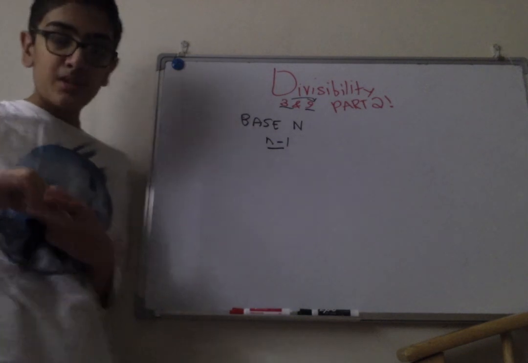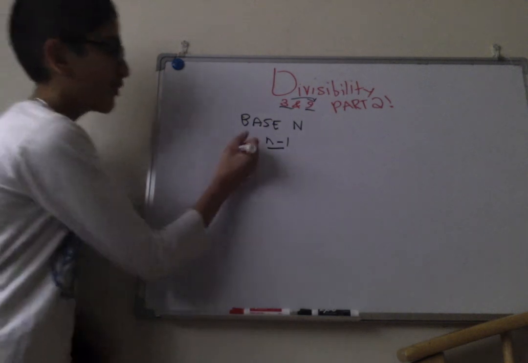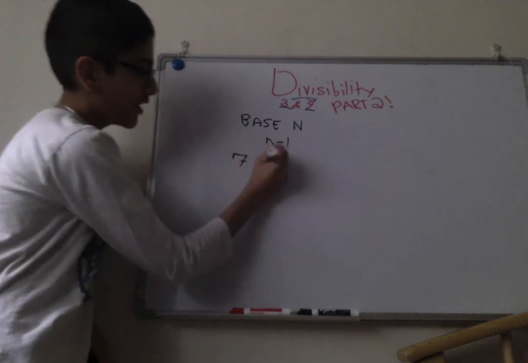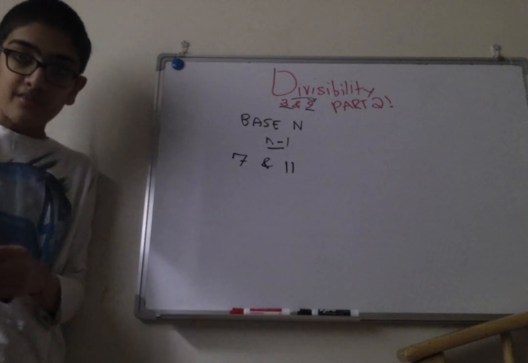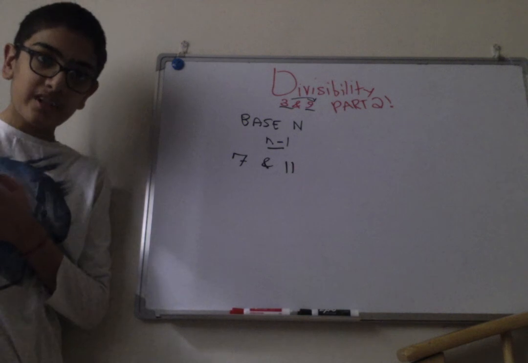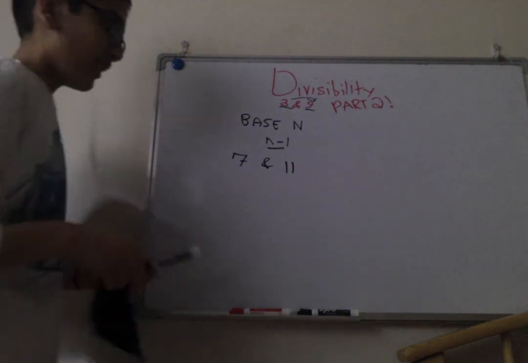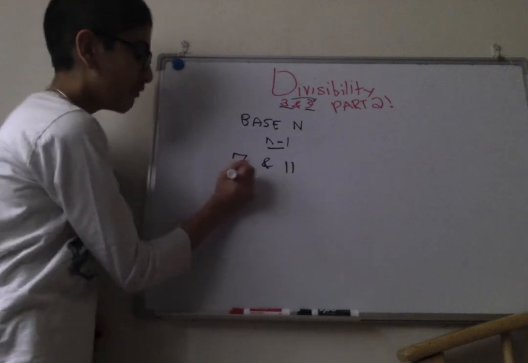So, in part 3, we're going to do some prime numbers. Some very tricky prime numbers. 7 and 11. You've never learned their divisibility rules when you're in school, so you're going to learn them, and it's going to be very exciting. And you're also going to learn how you prove them.